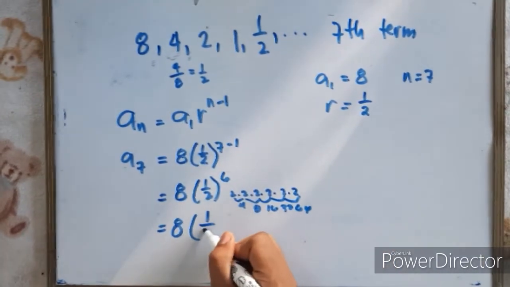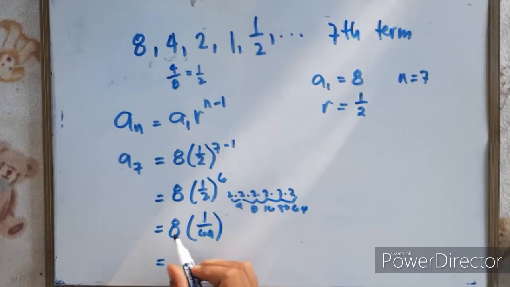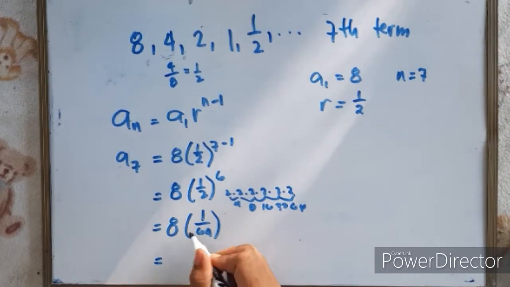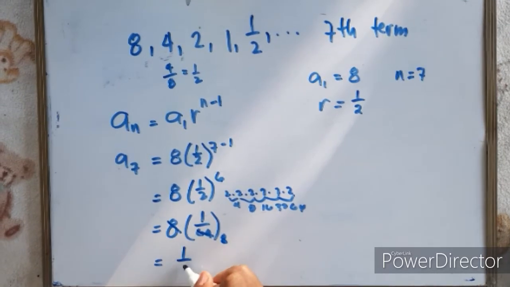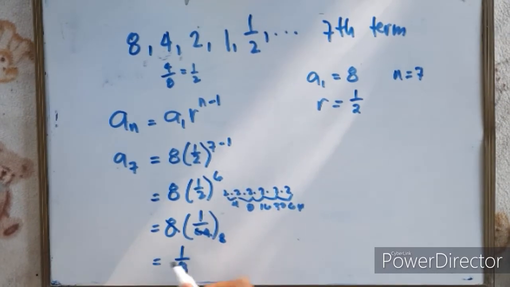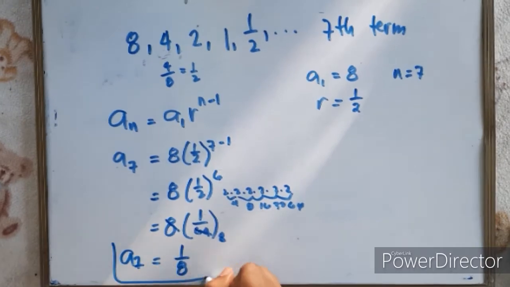8 times 1 over 64. You can divide 8 and 64. We have 8 divided by 8 is 1, and 64 divided by 8 is 8. So the seventh term of the sequence now is 1 over 8.